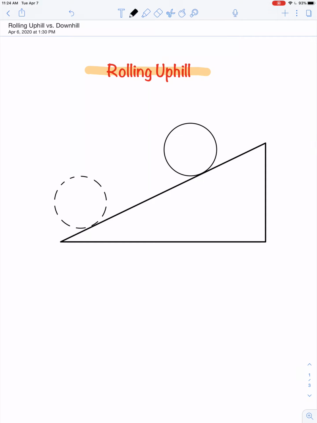So for this object rolling uphill, it starts out contacting the ramp, moving upward with a velocity of v naught, and by the time it reaches point B, it's still moving uphill, but with a lesser velocity. And likewise, it's rotating about its center of mass with an angular speed omega naught in a clockwise direction. By the time it gets to point B, it's still going clockwise, but with a lesser final angular speed.